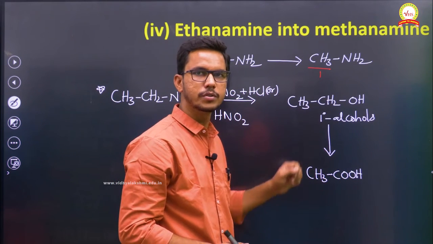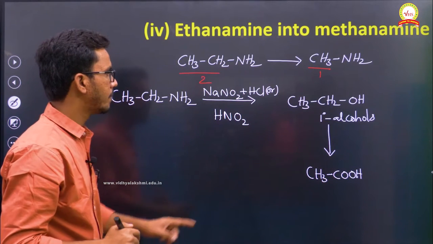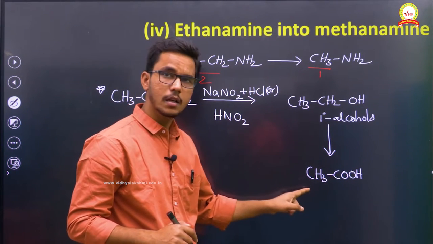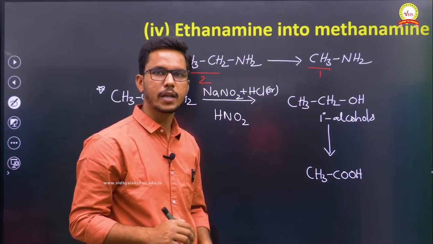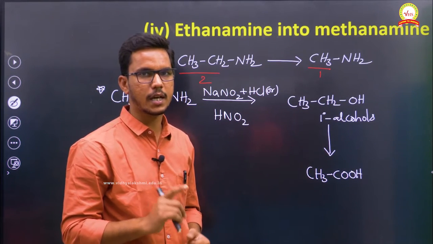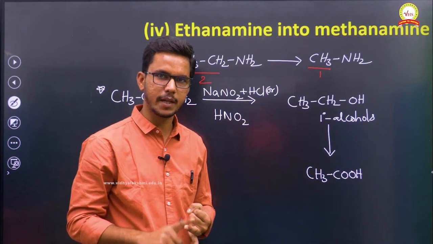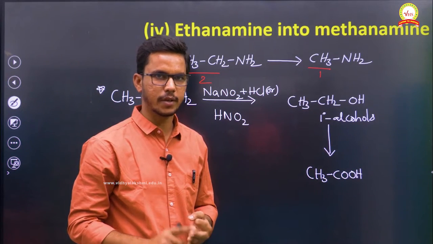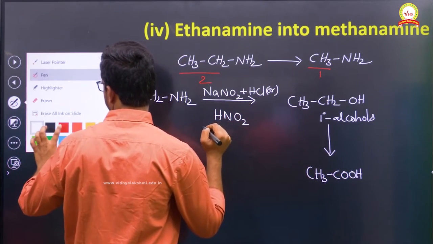Oxidation means what? We have to use the respective oxidizing agents. One thing you have to always remember, primary alcohols give carboxylic acids. Primary alcohols give the acid majorly with three strong oxidizing agents: potassium permanganate, potassium dichromate, or Jones reagent. Okay, let us take potassium permanganate. What's the reagent now which we have to use?